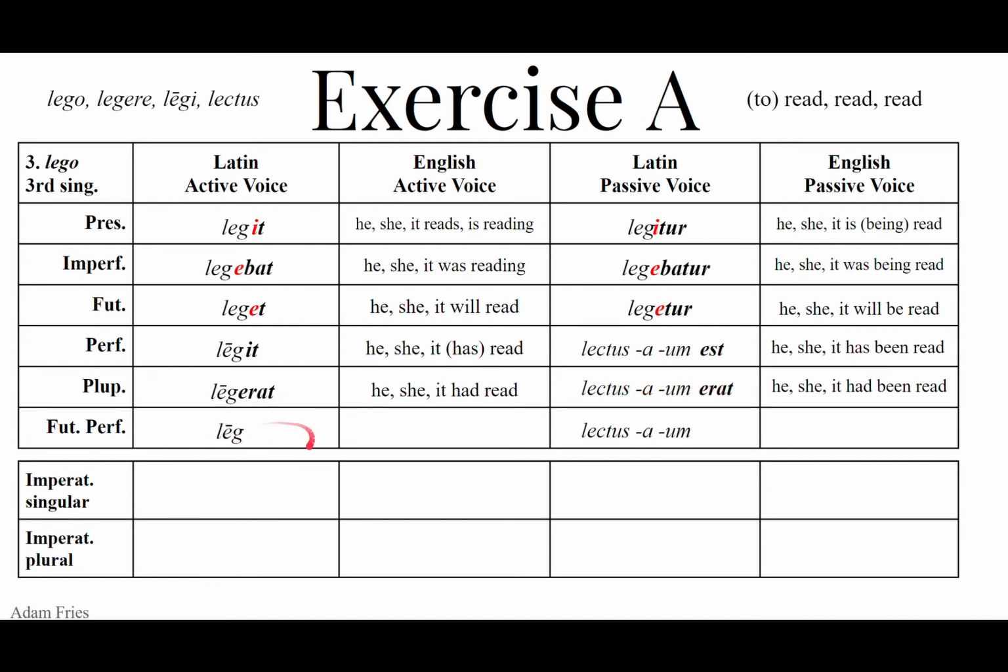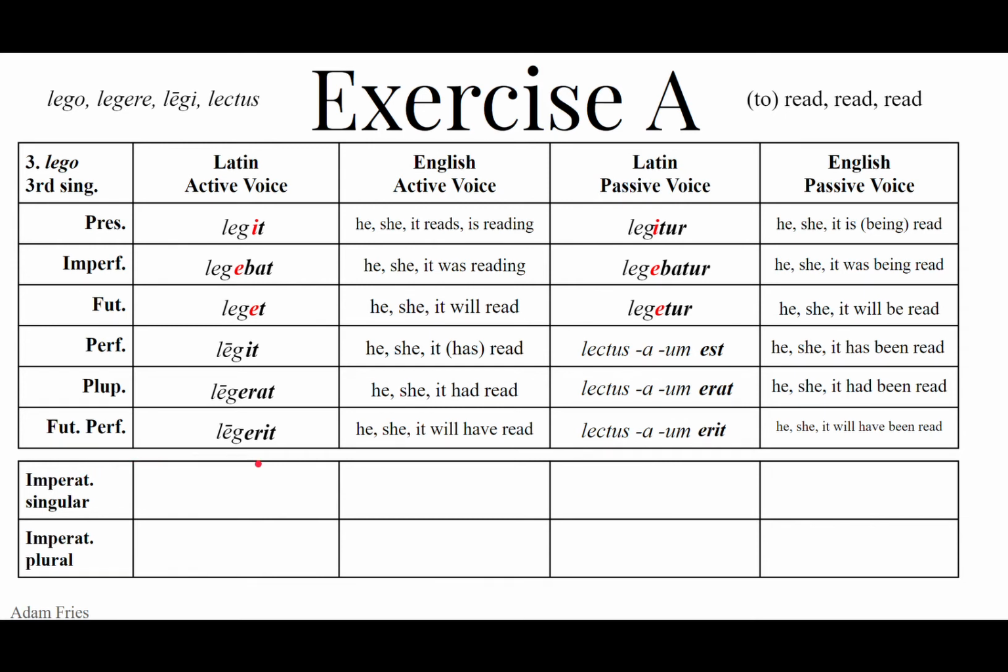The future perfect active uses ero, eris, erit, erimus, eritis, erunt. We want erit, third person singular. Lēgerit: he, she, it will have read. The passive, lectus erit, the future of sum is the helping verb. Ero, eris, erit, erimus, eritis, erunt; erunt would be the third person plural. He, she, it will have been read is lectus erit.